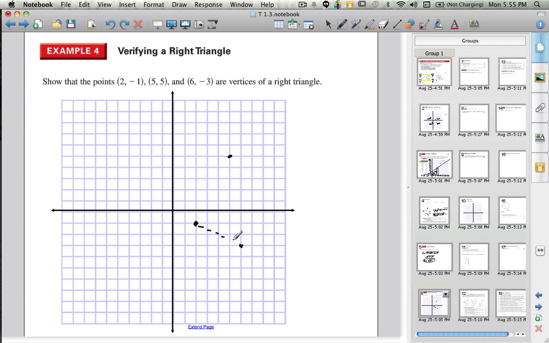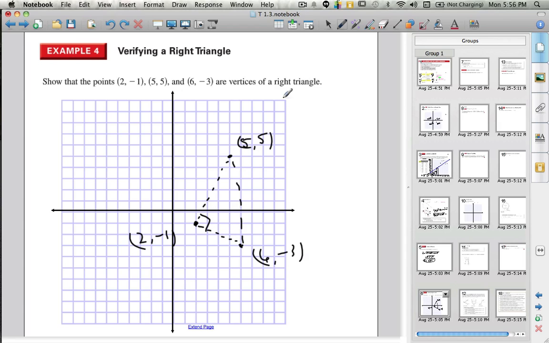And the idea is that we're trying to prove that this is a right triangle. So I know that this is 5, 5, and this is 6, negative 3. This distance would be my hypotenuse. And over here I'll have 2, negative 1. So this distance is one side and this is the other.